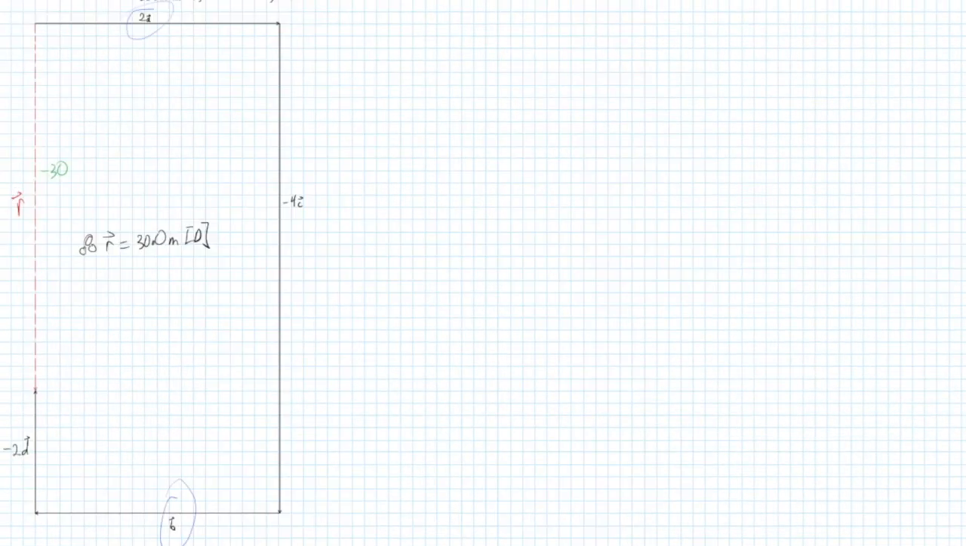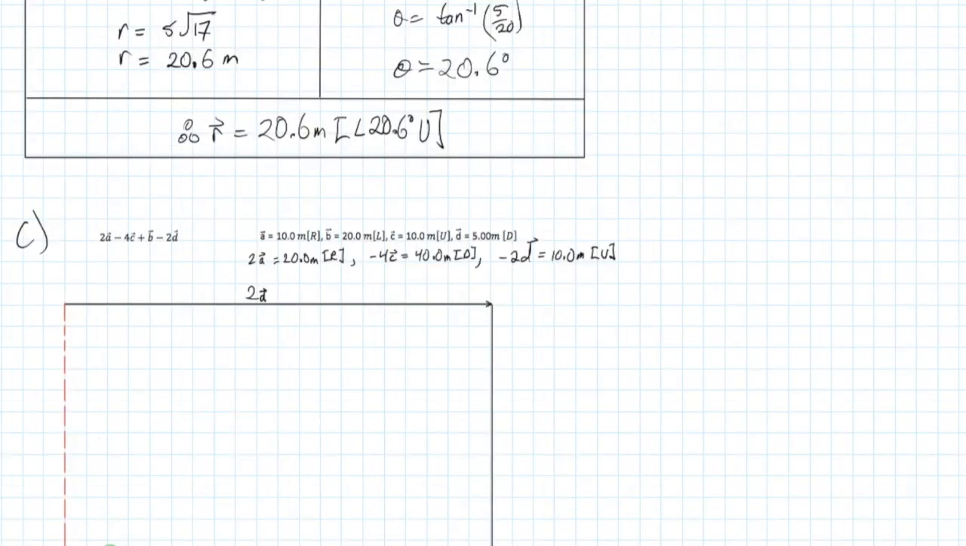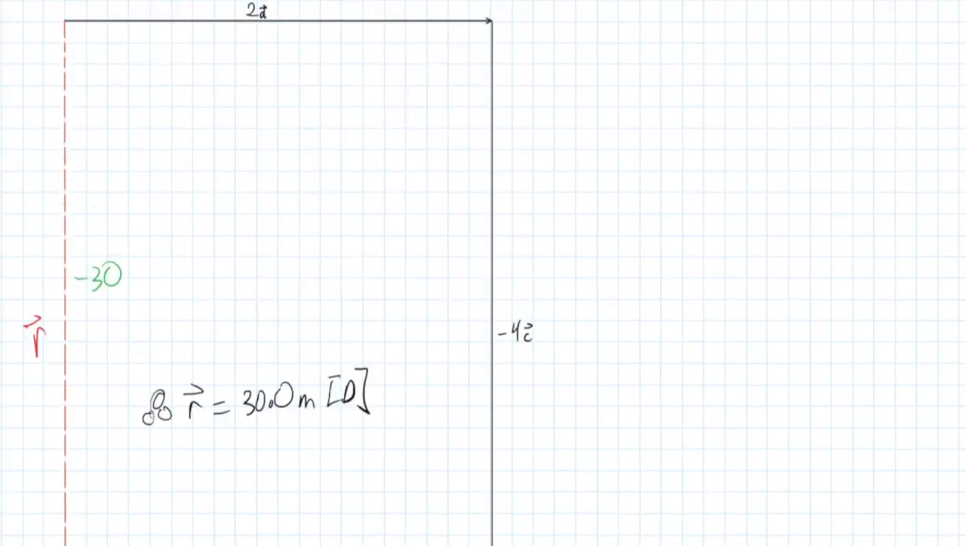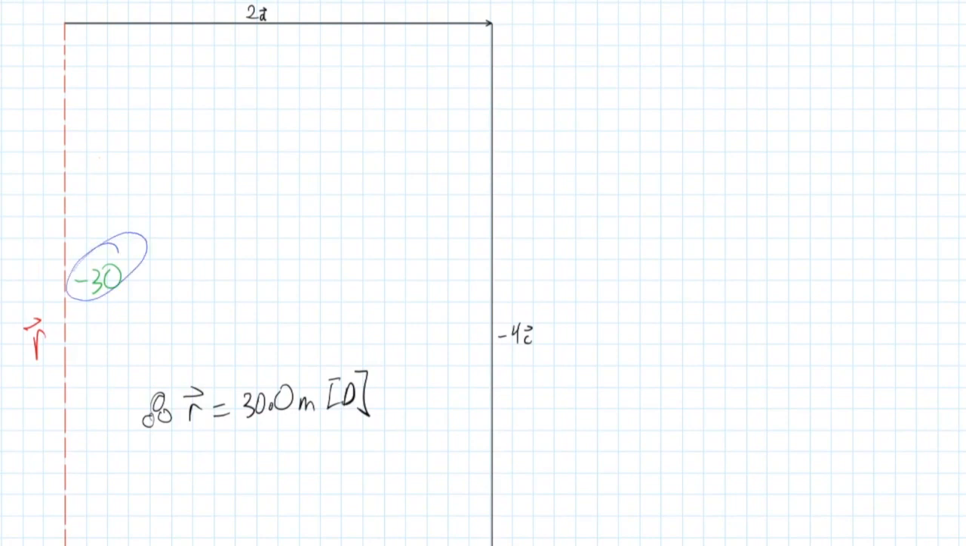Now zooming back out, because this is a rather large scale diagram, what you should be able to see is that the x vectors cancel each other out. If you notice, 2a is 20 meters to the right and b is 20 meters to the left. They're opposite to each other. They will cancel. In the end, we get a resultant of negative 30.